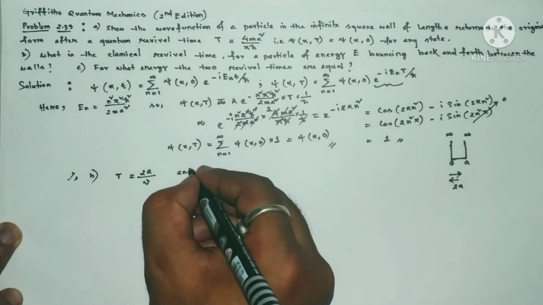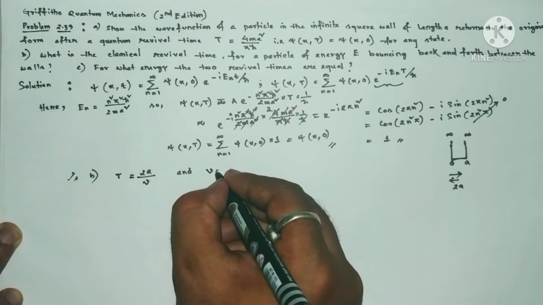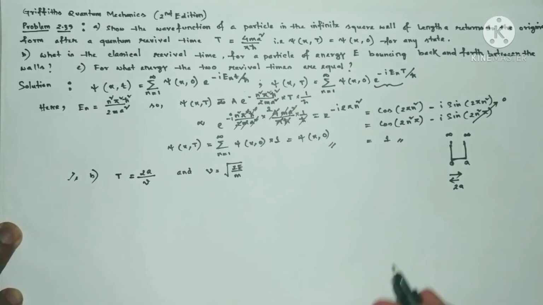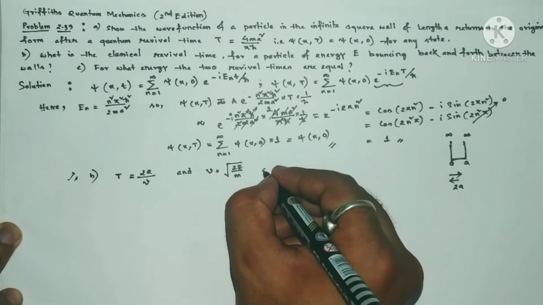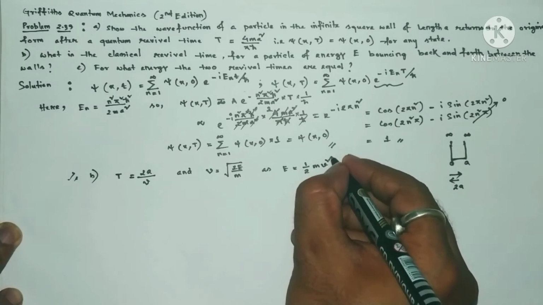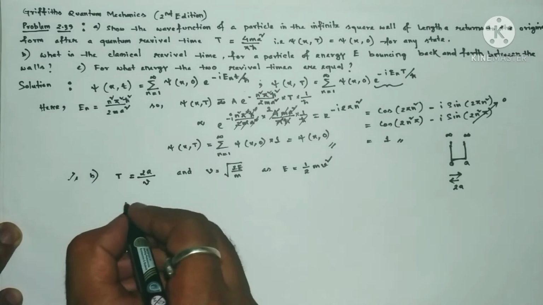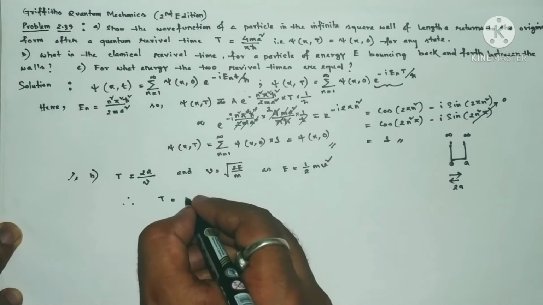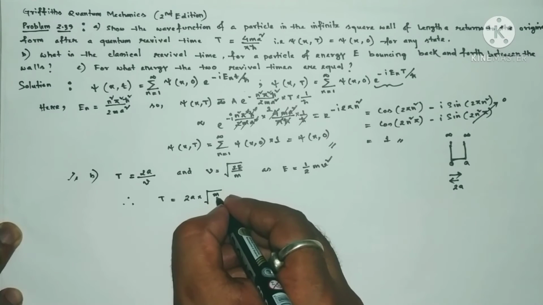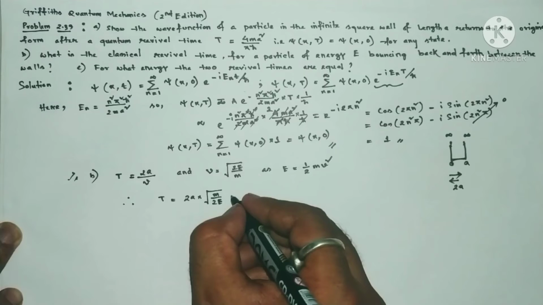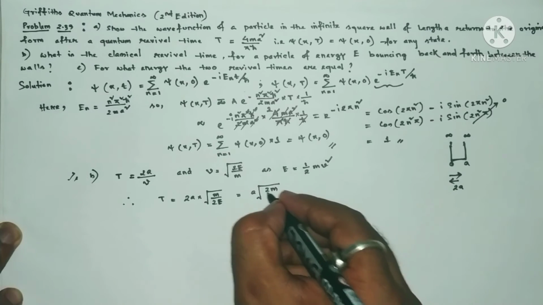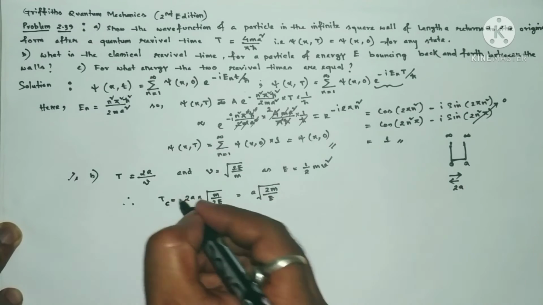And velocity we can get from E equal to half m v squared, so v equals the square root of 2E by m. Therefore T equals 2a multiplied by the square root of m by 2E, which can be written as a times the square root of 2m by E. This is our classical revival time.